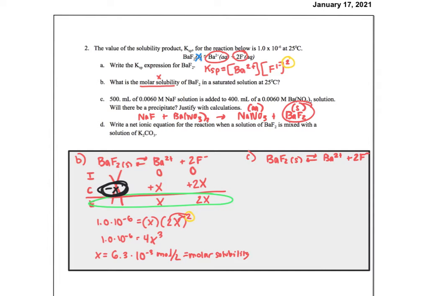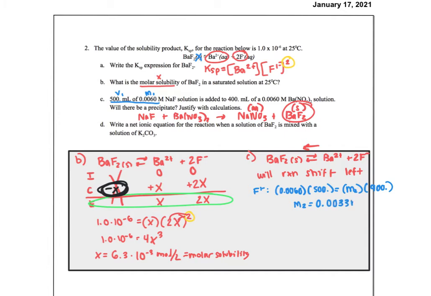Okay, what I'm asking here is, will the reaction shift left? Because if it shifts to the left, that means the precipitate, the solid, will form. So the first thing I need to do is I need to figure out the new concentration of F minus because I have a molarity and I have a volume. So let's do our F minus. We're going to take M1 times V1. We're looking for the new concentration when they mix, and we'll add the total volume, so 500 milliliters plus 400. So when I solve for the new concentration, I get 0.0033 molar.